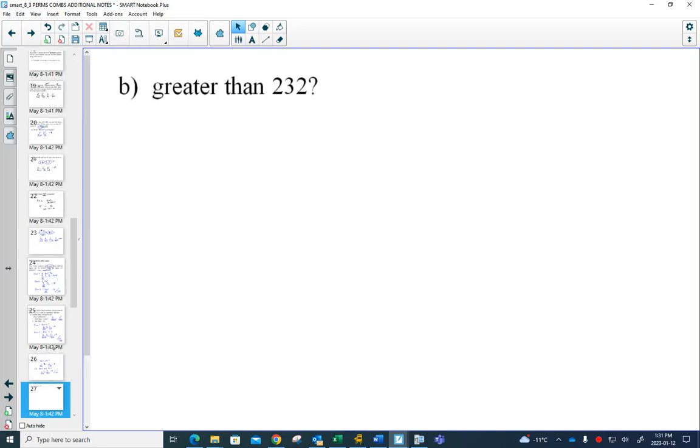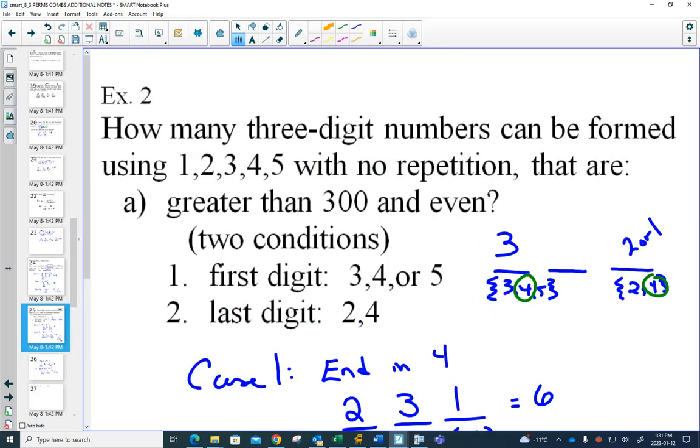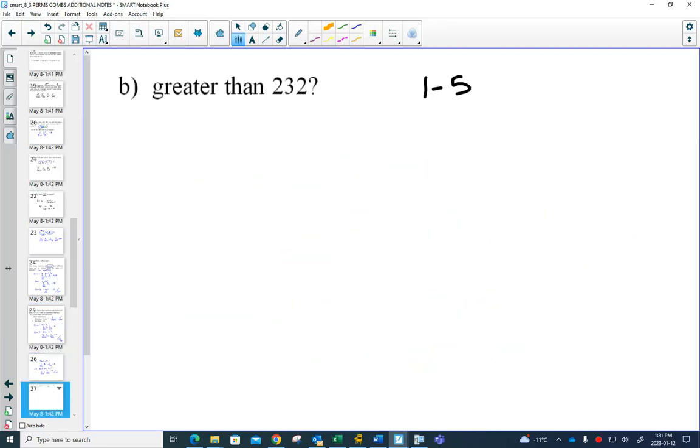Greater than 232. So we're still using 1 to 5, right? You're going to just have to read part A again. Make sure. Yes, it's just using 1 to 5. They don't have to be even. No repetition. Greater than 232. So this is the second major type of cases question, where they give you a set of numbers and say, can you count how many numbers are greater than that? 3-digit numbers greater than 232.